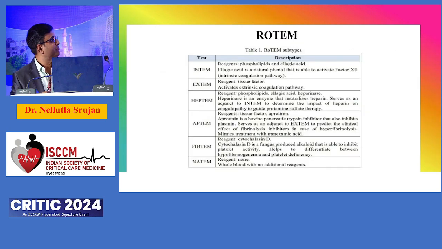These are the different subtypes of ROTEM. The advantage of ROTEM over TEG is that INTEM measures the intrinsic pathway using a contact activator, whereas EXTEM tests the extrinsic coagulation pathway by tissue factor. FIBTEM isolates the fibrinogen's role in clot formation by inhibiting platelet function, and APTEM measures clot stability with antifibrinolytic inhibition to assess fibrinolysis and clot stability.